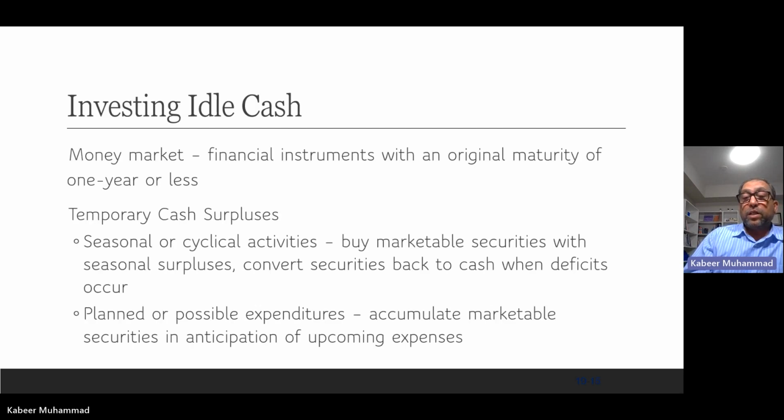Invest idle cash. Where can we invest our idle cash so that we can utilize our cash more efficiently? Money market, that is another option available that we can use to invest in financial instruments with an original maturity of 1 year or less. Temporary cash surpluses: if we have temporary cash surpluses, we can invest. Seasonal or cyclical activities: buy marketable securities with the seasonal surpluses and convert securities back to cash when a deficit occurs. Planned or possible expenditure: accumulate marketable securities in anticipation of upcoming expenses.